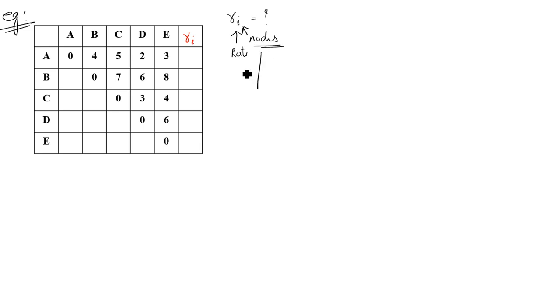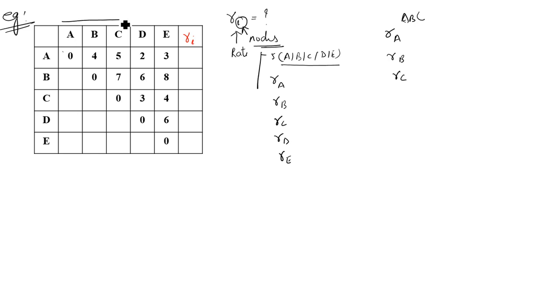And how many nodes do you have in this numerical? 5 nodes. That is A, B, C, D and E. It means you have to calculate this R 5 times: RA, RB, RC, RD and RE. Suppose you are given a small numerical like ABC only, then you have to calculate only RA, RB and RC. So what is i? i is the node, and these are the nodes in this numerical. I hope it is clear.